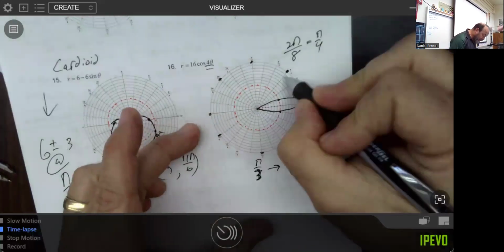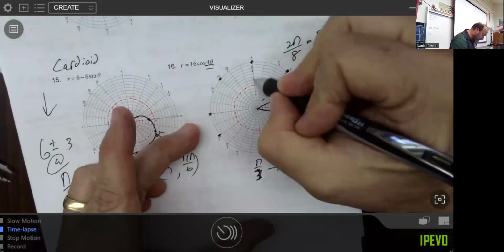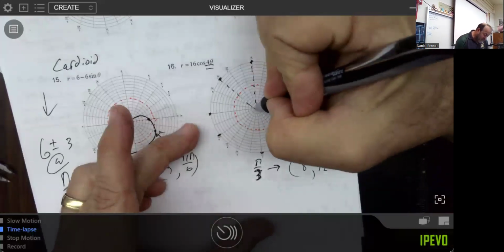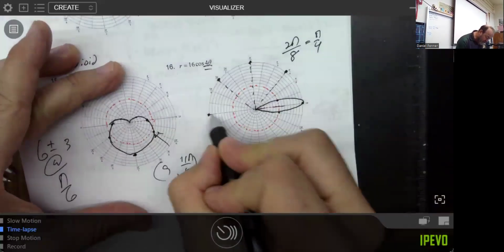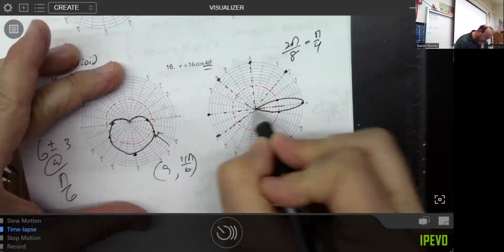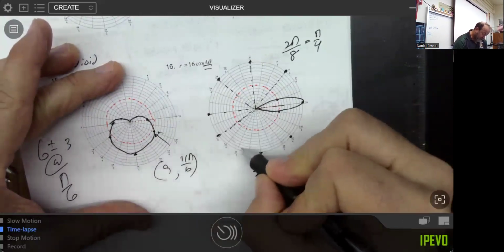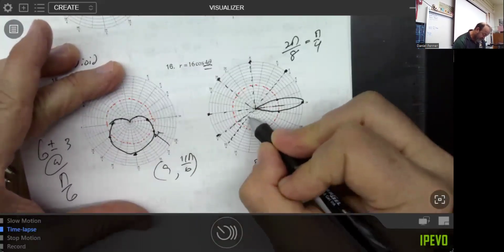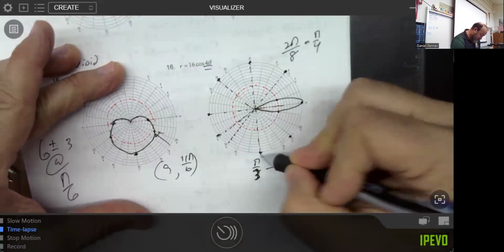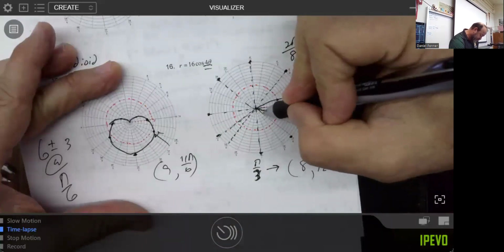And I also find it sometimes helpful to draw in little lines where the center of my petal would be. I just find that helpful to me. Oh, I put that one in the wrong spot. I'm glad I stopped. Okay, so I'm going to have to ignore one of those lines.